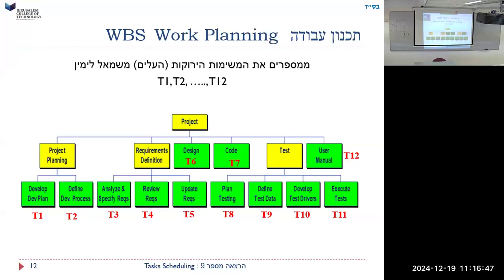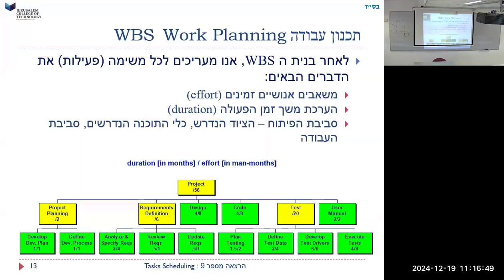Okay. 1, 2, 3, 4, 5, 6, 7, 8, 9, 10, 11, 12. Okay. And then we give each one an effort evaluation and a duration evaluation. What is effort? Effort is human resources required to do it. And the duration is how long it'll take. I guess there's certain tasks that you want to have 4 people do. You don't want to have 1 person do it, even if it takes longer.